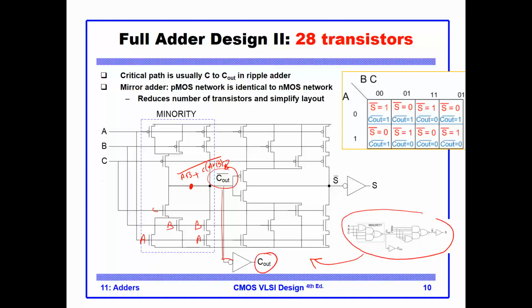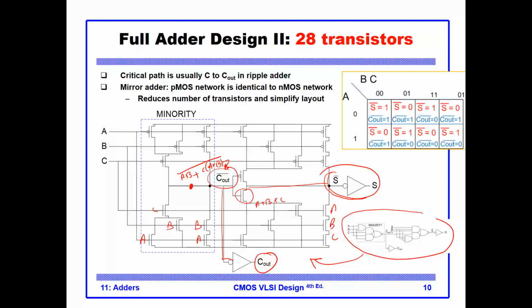Okay, and then after we generate it, we invert it, and we get a C out prime. Now, the C out prime, we AND it with A or B or C, ORed with A, B, C. So this expression gives me sum prime, and then I invert it, it becomes the sum. It's basically what we derived in the previous slides.